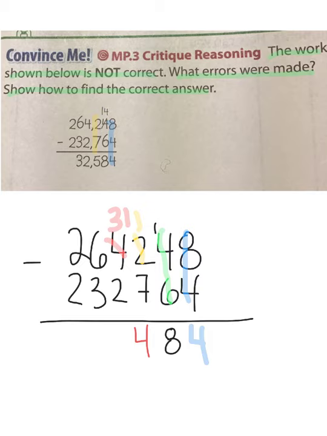Once again, we cannot take, or yes, we can take 3 from 2. Actually, 3 minus 2 is 1. We can take 3 from 6, so 6 minus 3 is 3, and 2 minus 2 is 0. You do not have to place your 0. So the correct answer is 31,484.